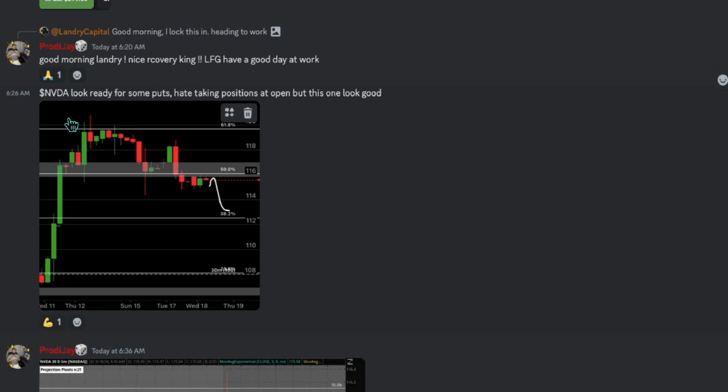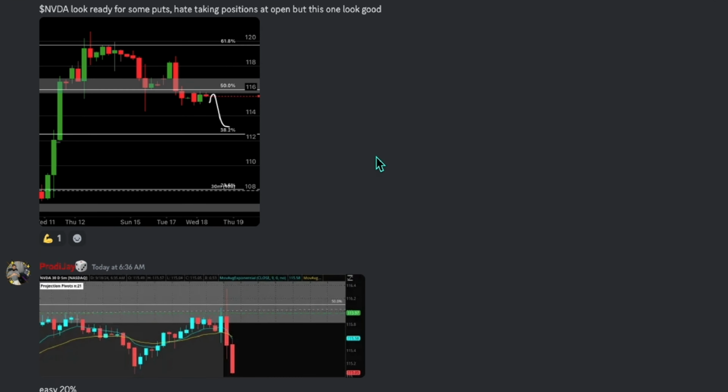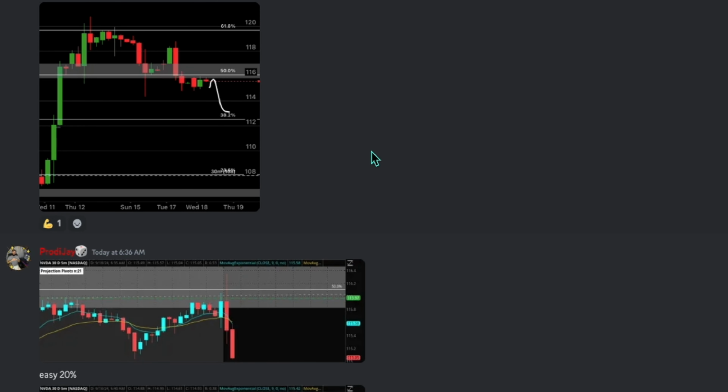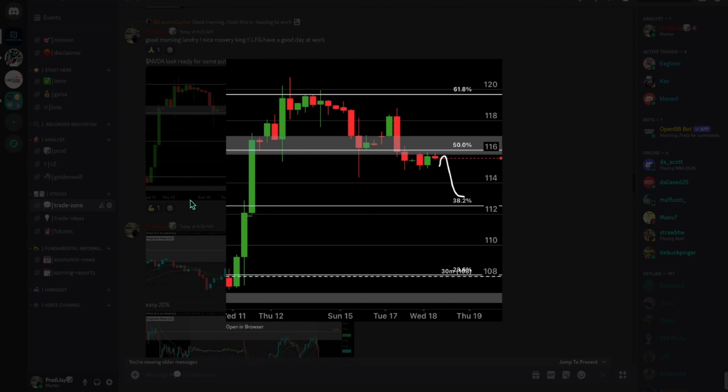Now in the Discord trade zone, early in the morning, 10 minutes before market opened at 6:20 a.m. today, Wednesday, September 18th, and you guys can see it says today, Nvidia looks ready for some puts. Hate taking positions at open, but this one looks good. And guys, like I just mentioned, I usually hate taking puts right at open, or a position in general right at open. But I'm going to show you guys why this one looked greater to take right at open than most. Matter of fact, let me show you guys what I was thinking off this picture alone here.